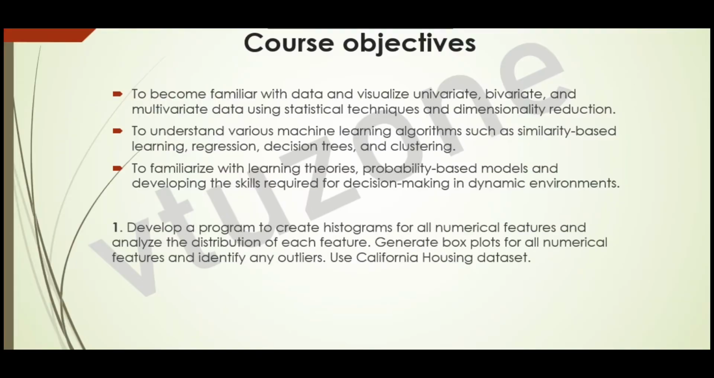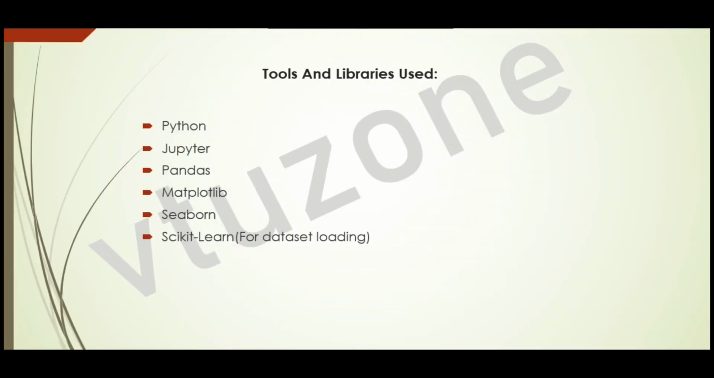And this is our first lab program. What this program does: it loads a data set, that is California housing data. Then it plots histograms to see the distribution of each numerical column, plots box plots to visually detect outliers, then uses a mathematical method, that is IQR, to find and count those outliers, and then summarizes the basic statistics of the data. And then these are the tools and libraries used.